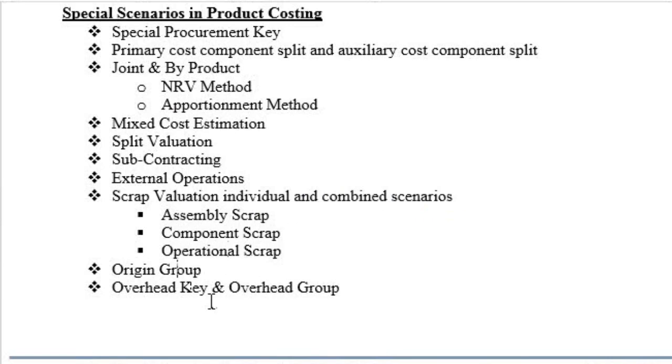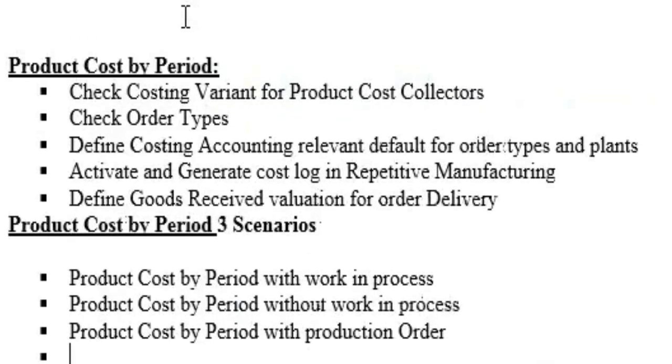Origin group: if the material is the same but the origin is different, then one is local material, one is imported material. The material master is the same, how will the values update? Overhead key and overhead group: how we can calculate with the different overhead keys and groups. Different methods of overhead calculation we are using. That is the basic production order.